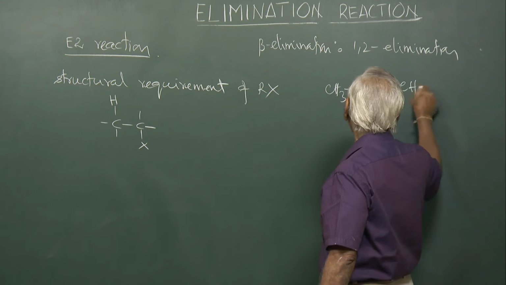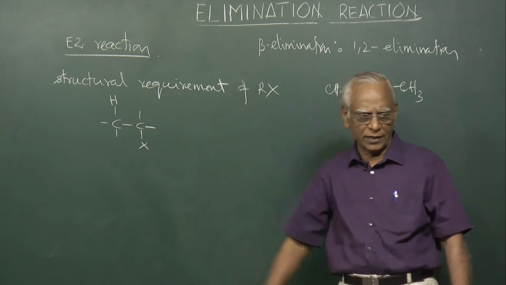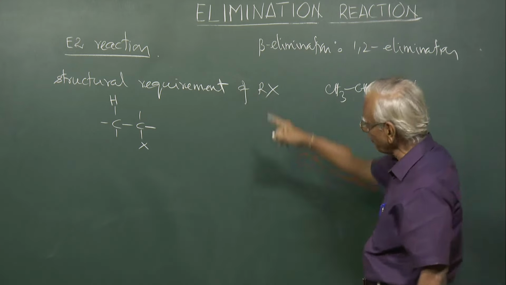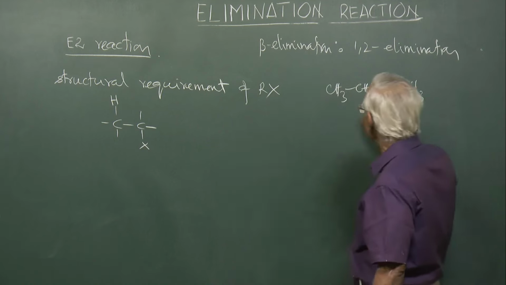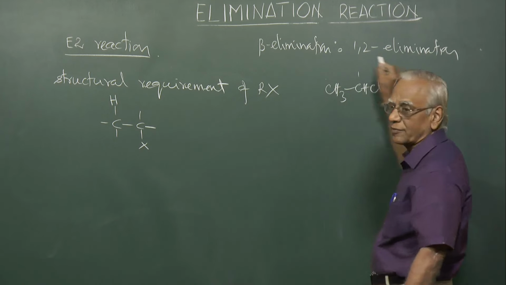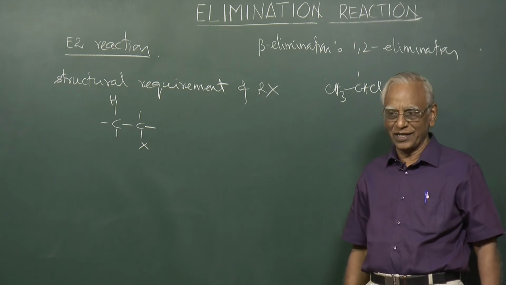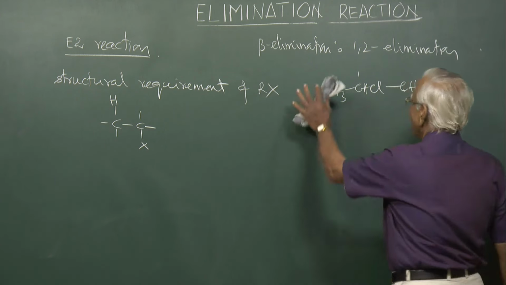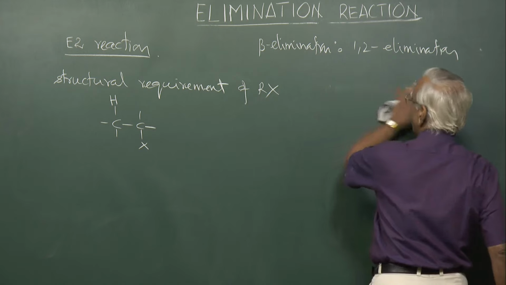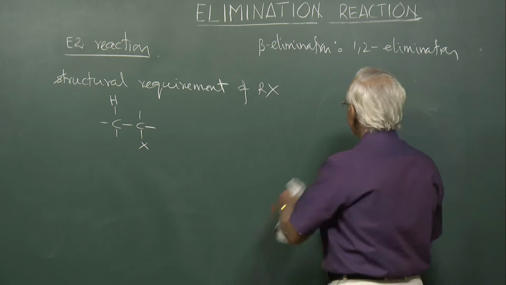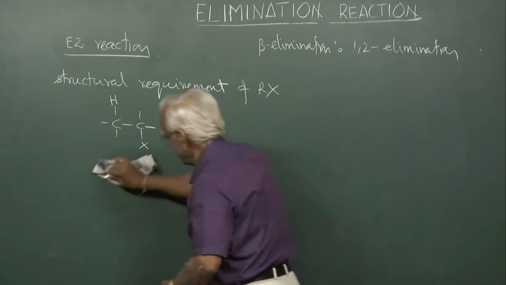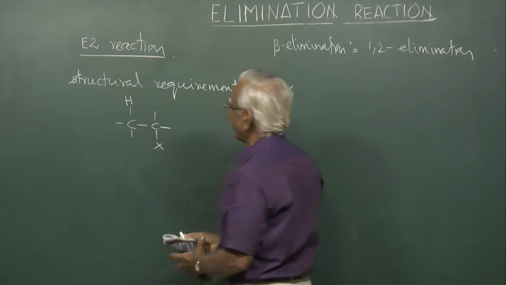Chloropropane? Definitely not. It is called 2-chloropropane only, isn't it? But for the sake of our mechanism here, I consider this as carbon 1 and these two as carbon 2. Only then it is called 1,2 elimination. When I say carbon 1, it is the alpha carbon atom. This is the structural requirement.